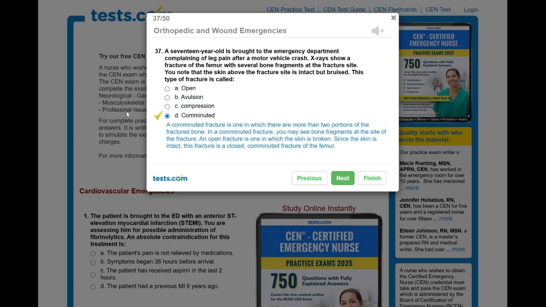D. Comminuted. A comminuted fracture is one in which there are more than two portions of the fractured bone. In a comminuted fracture, you may see bone fragments at the site of the fracture. An open fracture is one in which the skin is broken. Since the skin is intact, this fracture is a closed, comminuted fracture of the femur.